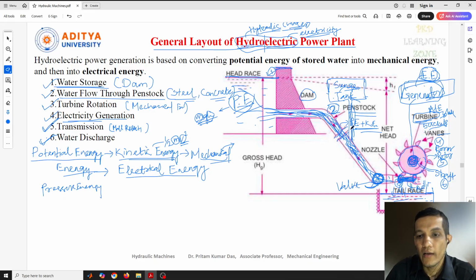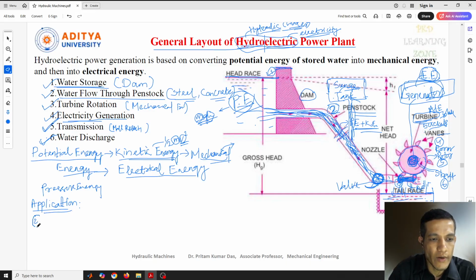So to avoid that, another small tank is connected to this, which is called a surge tank. Now, some applications of this hydroelectric power plant are there. I'll tell you a few. These are the general applications, and there are some advantages and disadvantages as well. This can be applied in many places, but I'll tell you a few.